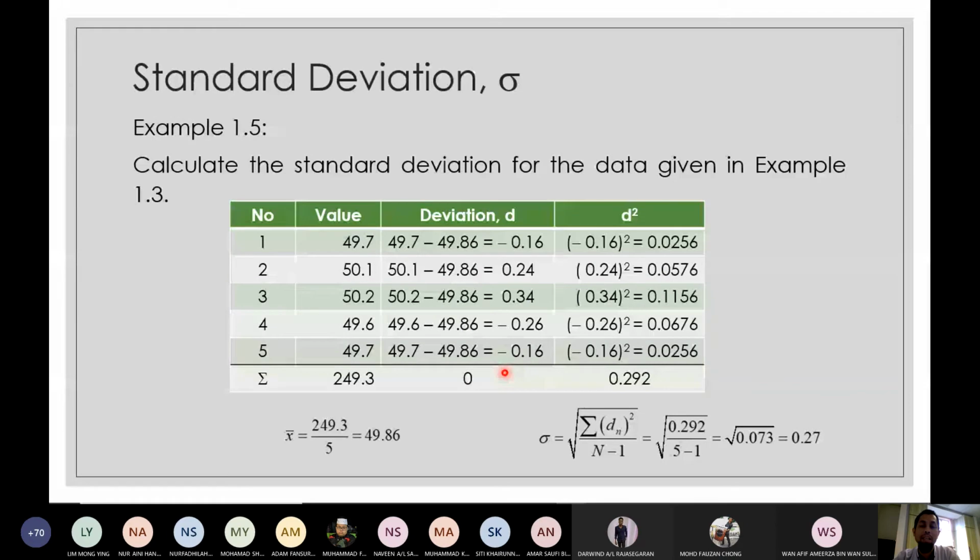Okay, so using the same example as 1.3, calculate the standard deviation. The first 3 columns are what we got from example 1.3. Now we want to calculate the standard deviation. Basically, what we do is take each deviation and square it. So all the values we square, we get these values here on the right hand side. Then we add them together to get 0.292.